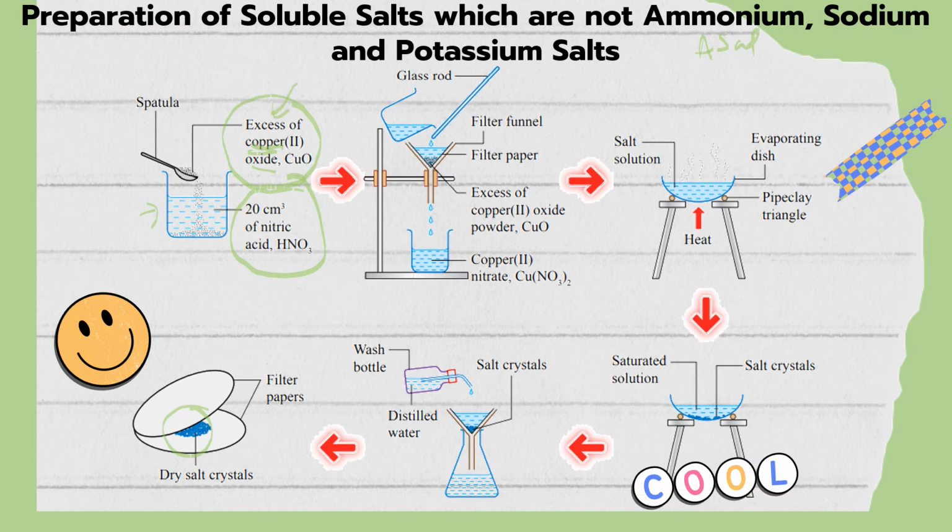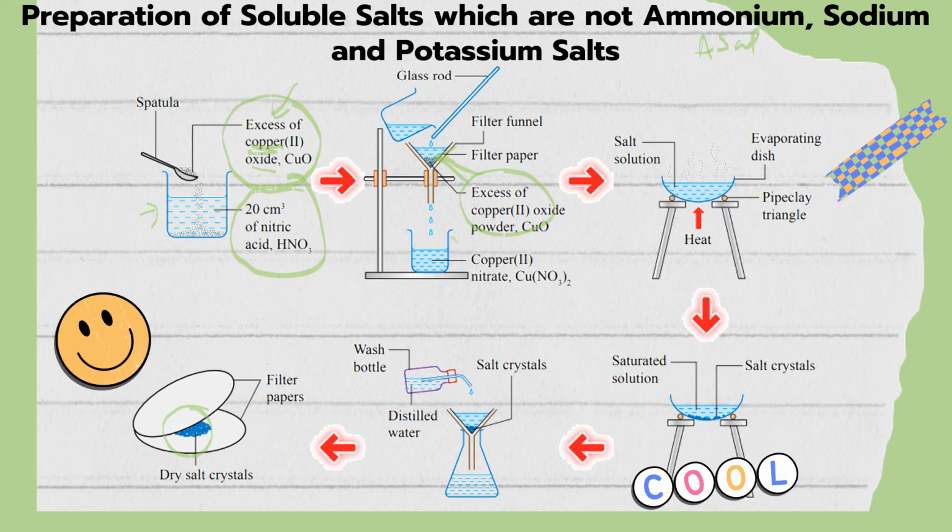Until the black solid of copper(II) oxide is no longer dissolved. You will see the black solid inside the solution. And then after it no longer dissolves, you filter to eliminate the excess copper(II) oxide. So you filter, and the excess copper(II) oxide will be in the filter paper, in the filter funnel.